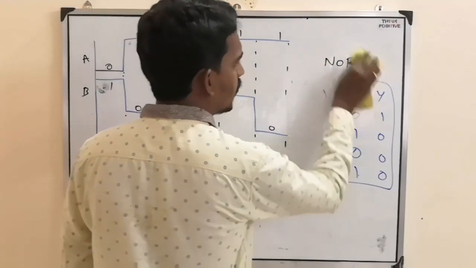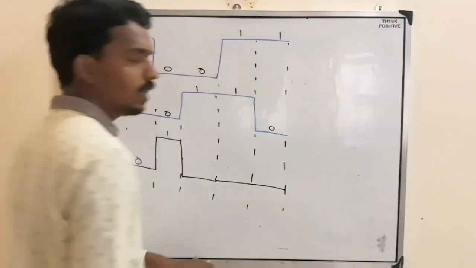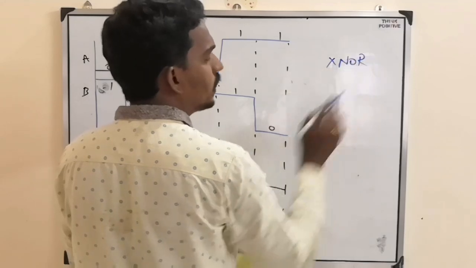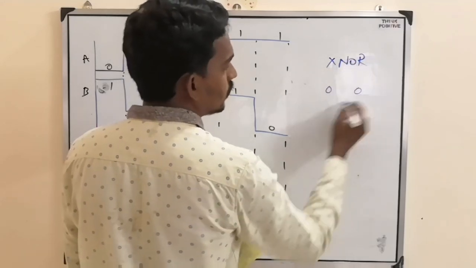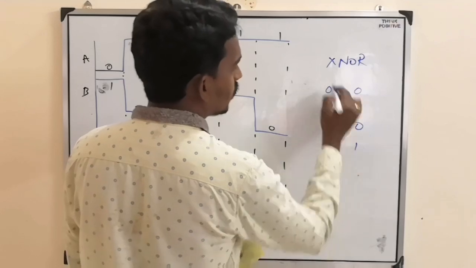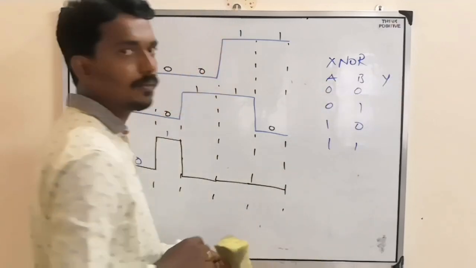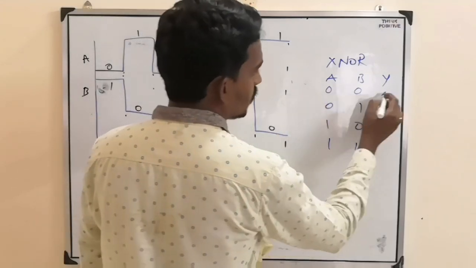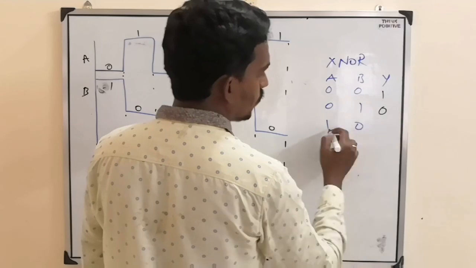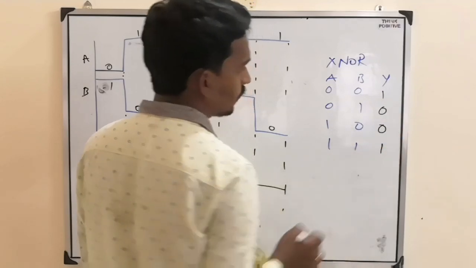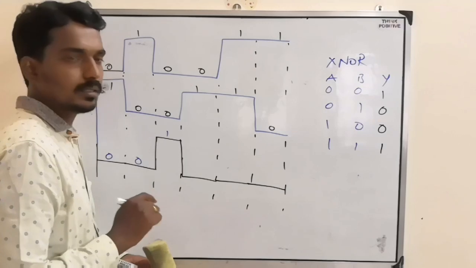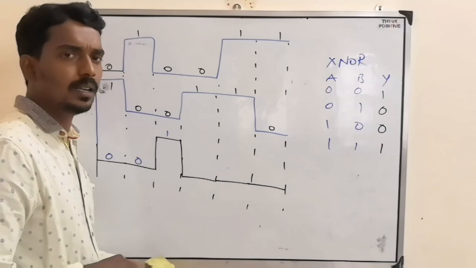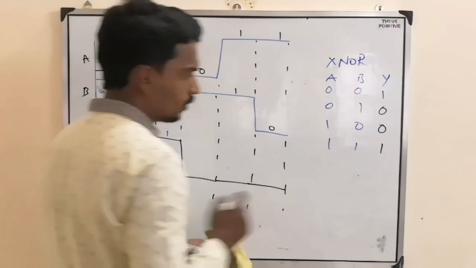Suppose they have given the same question and they asked for XNOR. What is XNOR? Inputs 0 0, 0 1, 1 0, 1 1. Then what is the output of the XNOR gate? For the XOR gate, 0 1 and 1 0 give 1. Just try to remember the truth table, or else you try to check.